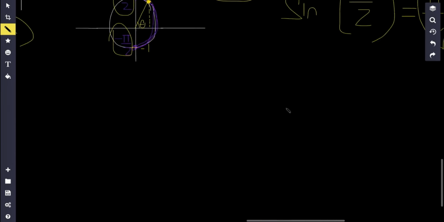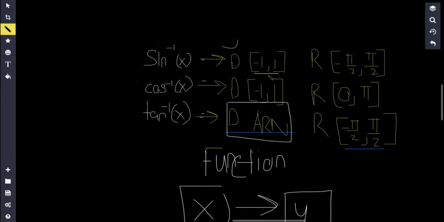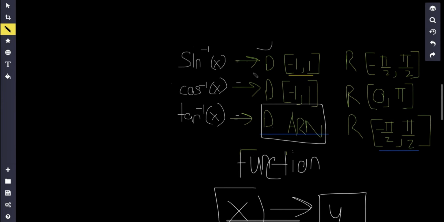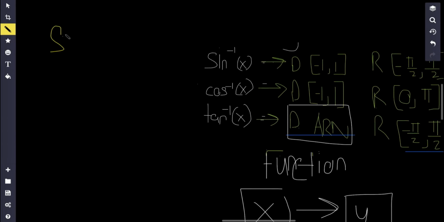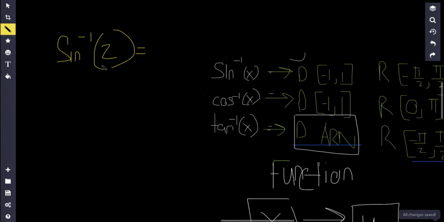Now, you also have to remember that the domain is also restricted. So in addition to the range being restricted, the domain is also restricted. So if I wanted to find out what the sine inverse of 2 is equal to, well, this is going to be undefined. There is going to be no real answer.